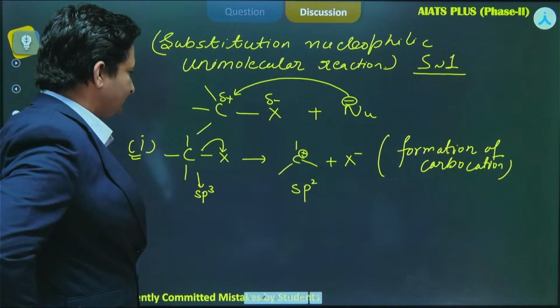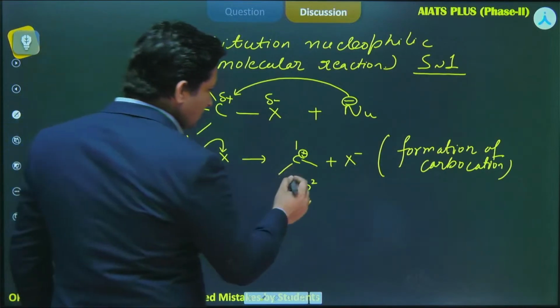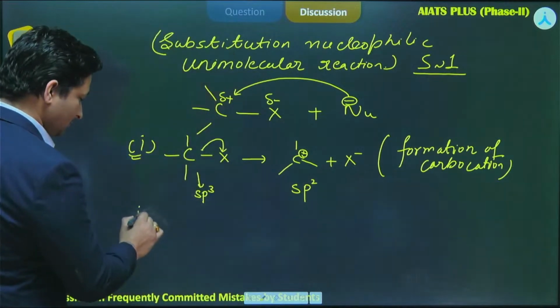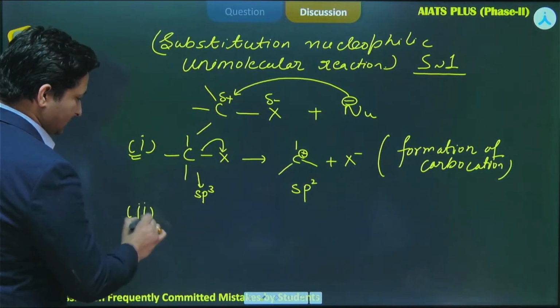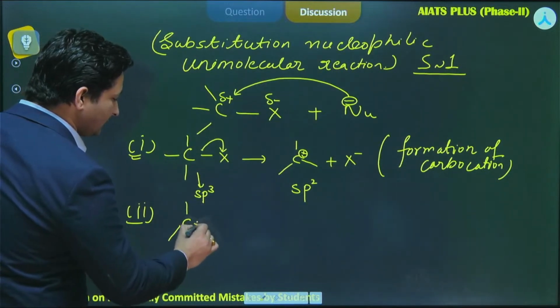See, now here you can see that this carbon is sp2 hybridized. So in the second step, a nucleophile will attack.